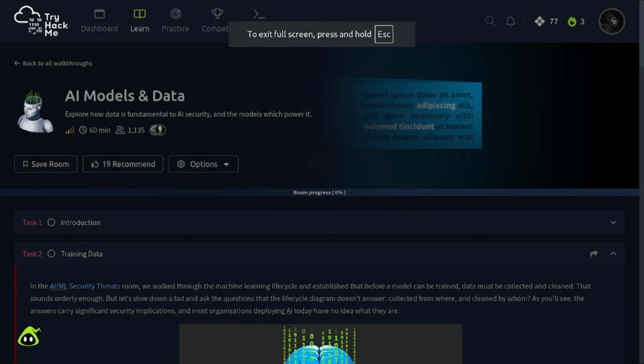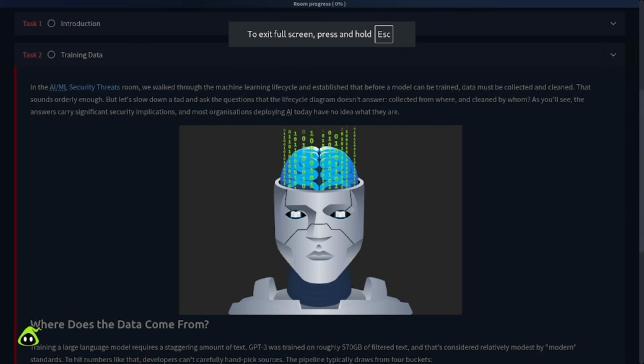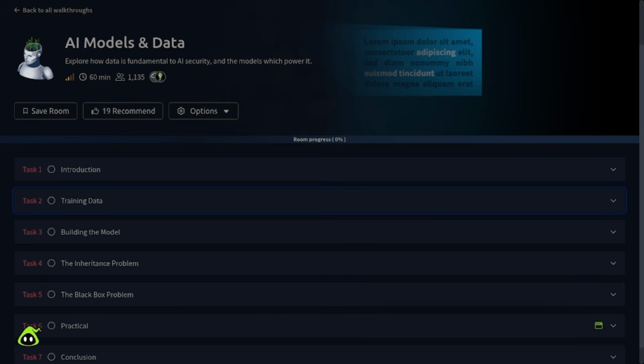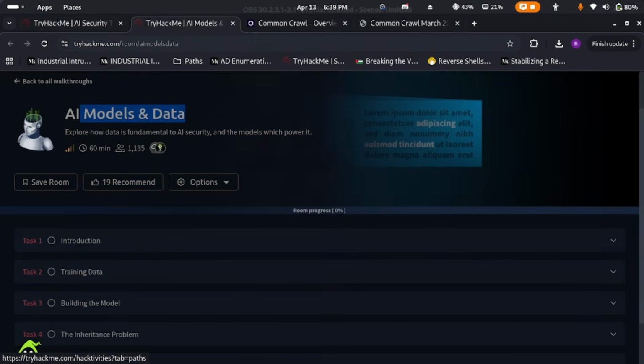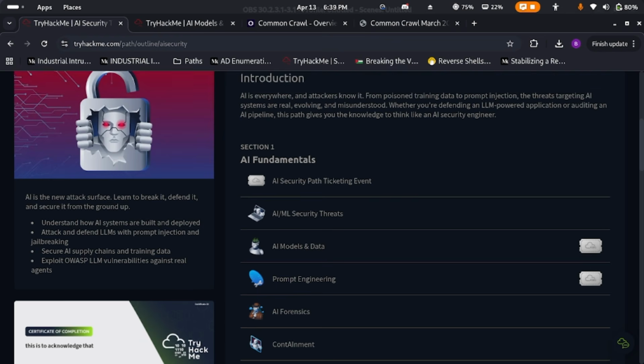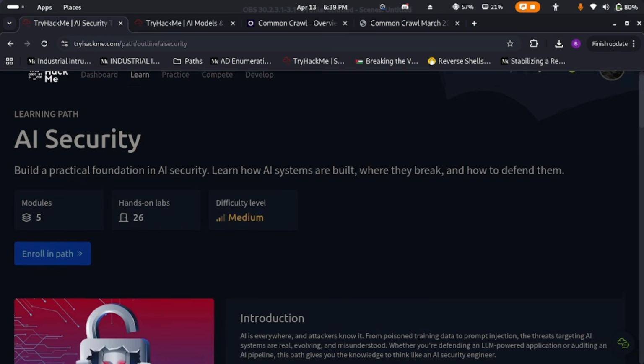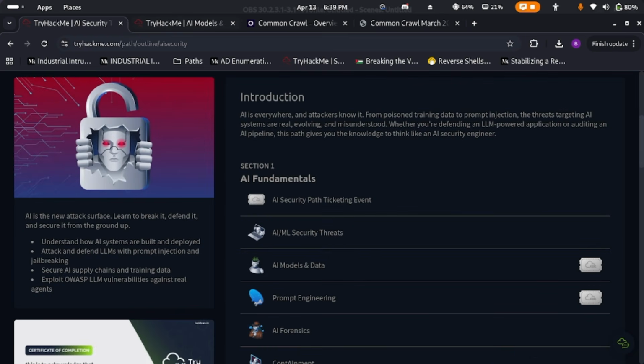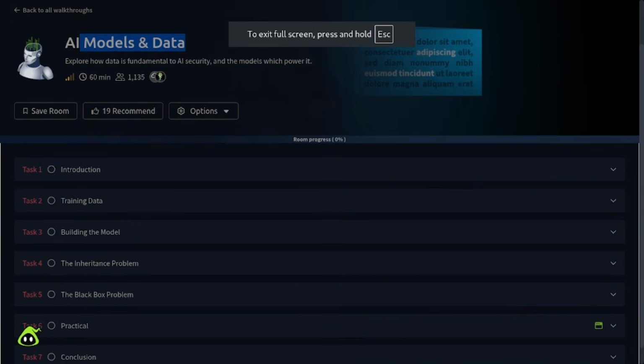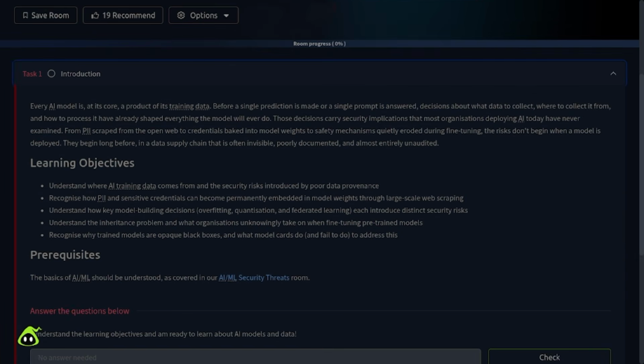Hello everyone, welcome back. Today we are going to discuss another room on TryHackMe, AI Models and Data. We are going to learn how data is fundamental to AI security and how the models power it. It's a room on the AI security pathway, recently released by TryHackMe, and I'm going to try to cover all of it. For now, let's start with this room, AI Models and Data, and begin with task number one.